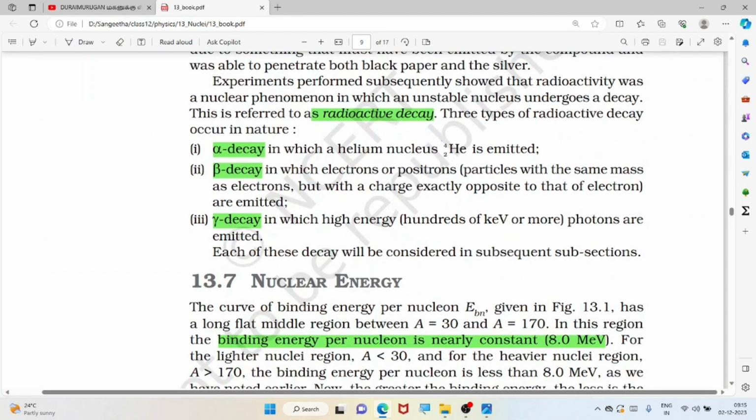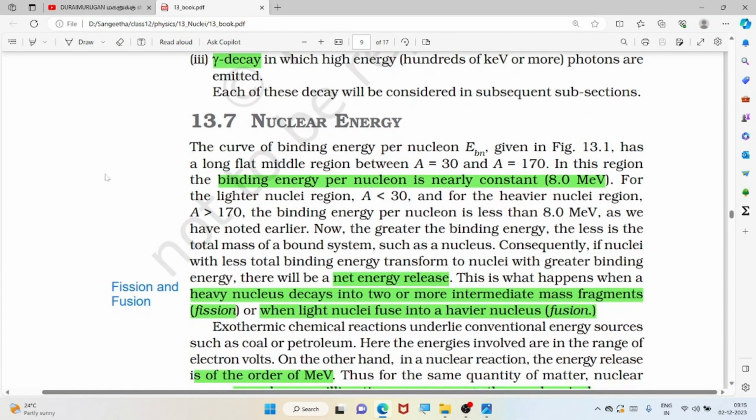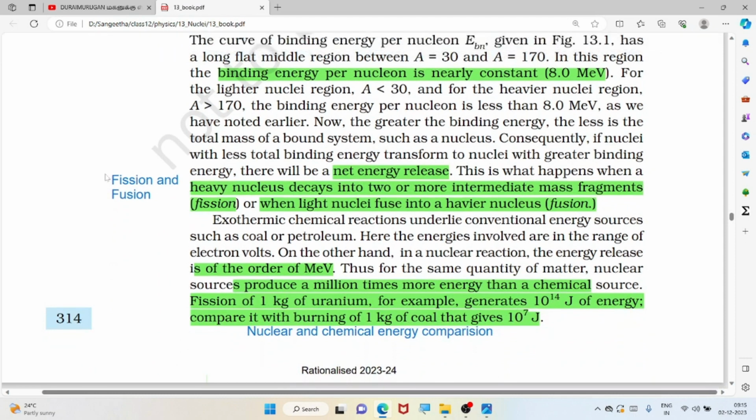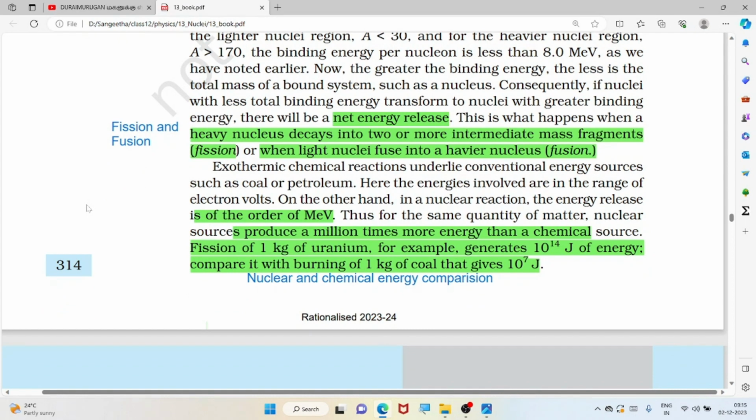These are the decays: alpha, beta, gamma decays. Fission and fusion. When a heavy nucleus breaks into more intermediate mass fragments, this is fission. When light nuclei fuse into heavier nuclei, that is fusion.